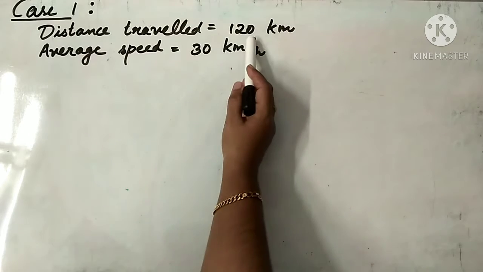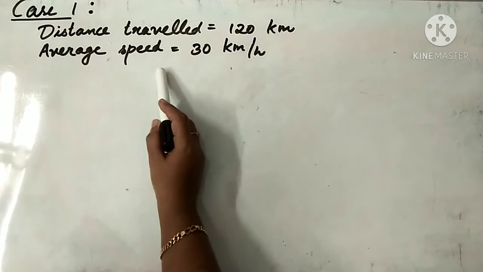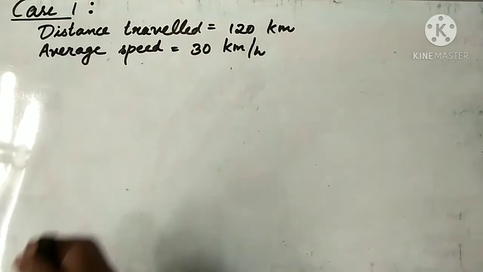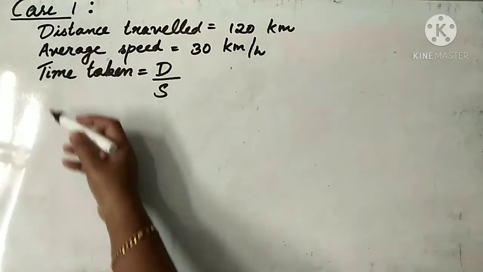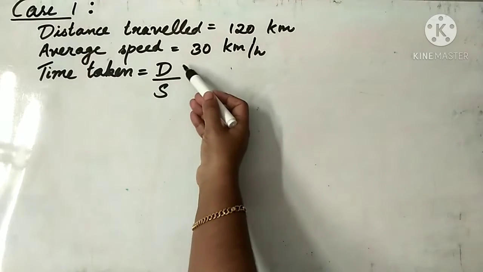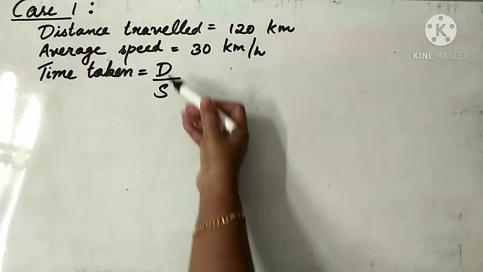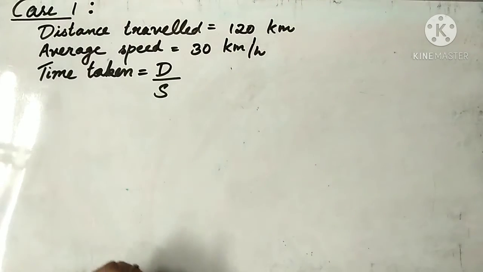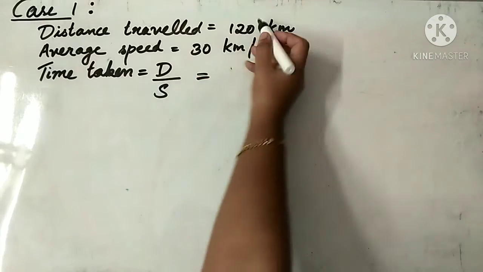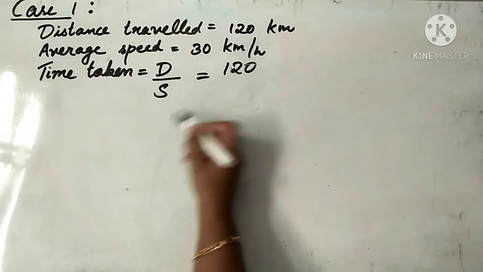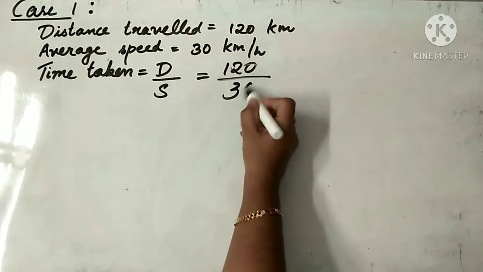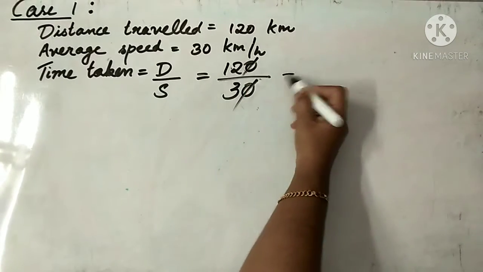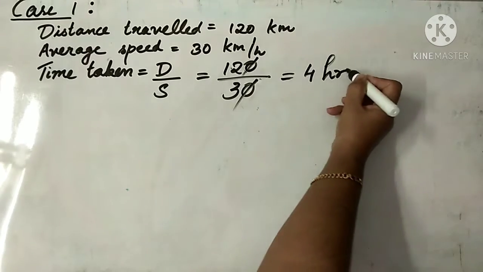Distance travelled is 120 km and average speed is equal to 30 km per hour. When distance and speed is given, we can find the time taken. Time taken is equal to distance by speed. I represent distance by D and speed by S. Now let us substitute the value of distance and speed. Distance is 120 km and speed is 30 km per hour. Zeros will get cancelled. Then 12 divided by 3, the answer is 4 hours.